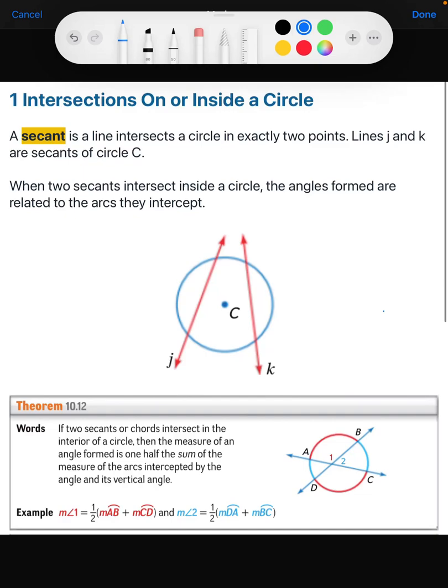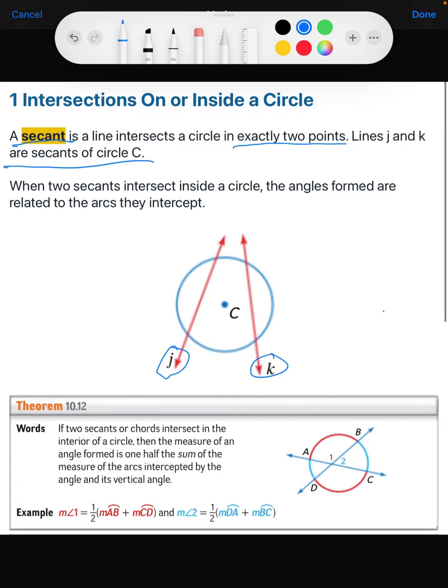In this video, we'll talk about intersections on or inside a circle. A secant line is a line that intersects a circle in exactly 2 points. So lines J and K here are secants of circle C. When two secants happen to intersect inside the circle, then the angles formed are related to the arcs they intercept.